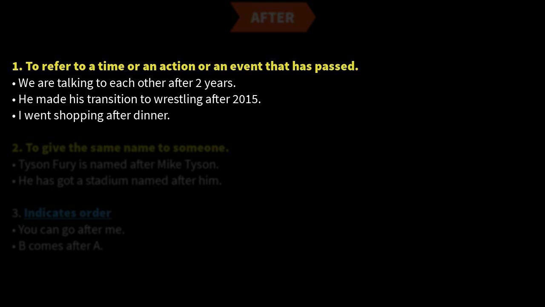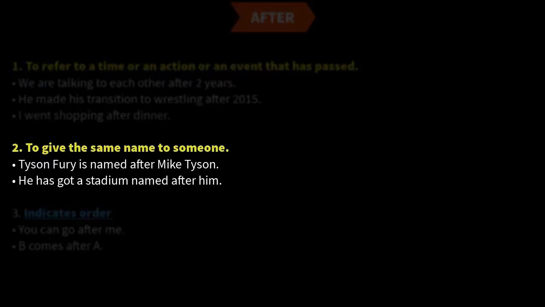Alright, I went shopping after dinner. Right? So that is one way to use after. Another way is to give the same name to someone. When you want to give the same name as you have or somebody else has to somebody else, you can use after to show the relation.